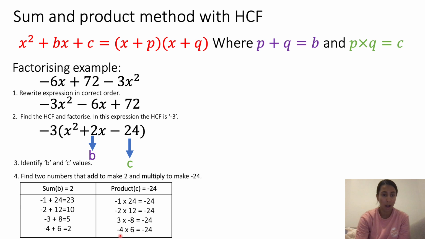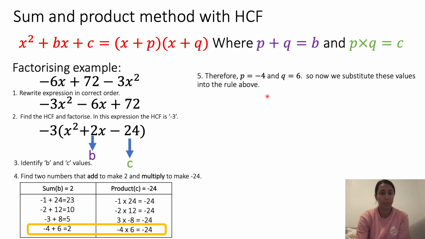Now, with this one, I originally had done 4 times -6, but -6 plus 4 would not give me +2. So then I switched it to be -4 times 6 because it still gave me -24. And then -4 plus 6 would give me +2. So sometimes when you're working with negatives, it's a bit of trial and error on which value it should go on. Anyway, so this one fits the criteria.